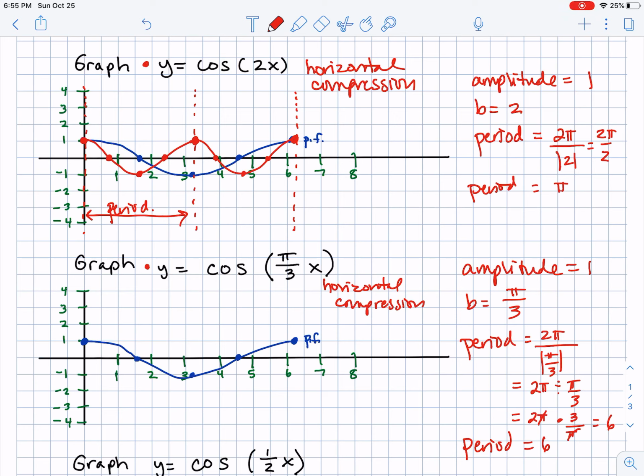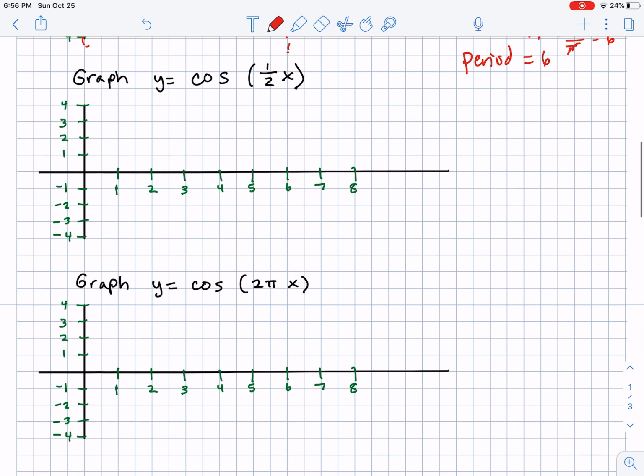All right, so that means between 0 and 6, I should see a cosine function. So I've got my zeros here, and then halfway, and then half of that is 1.5, and half of that, 4.5. All right, there is my horizontal compression of pi over 3. Notice, very close, because it's just a shade off. Okay? All right, so let's take a look at this function.